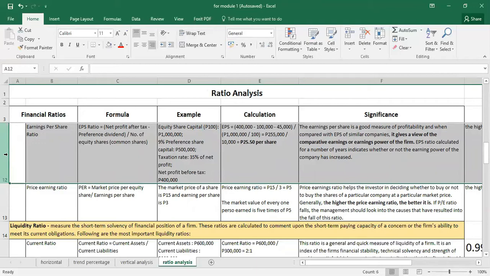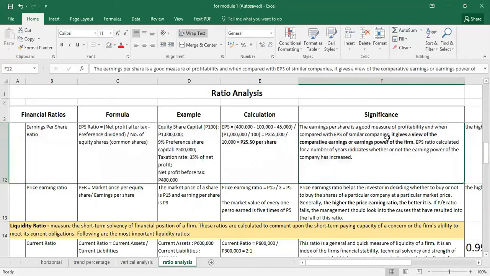Okay. Anyways. So, ang earnings per share natin, another measure of profitability. So, ginagamit natin siya para makita natin yung earning power ng kada share na isang company.